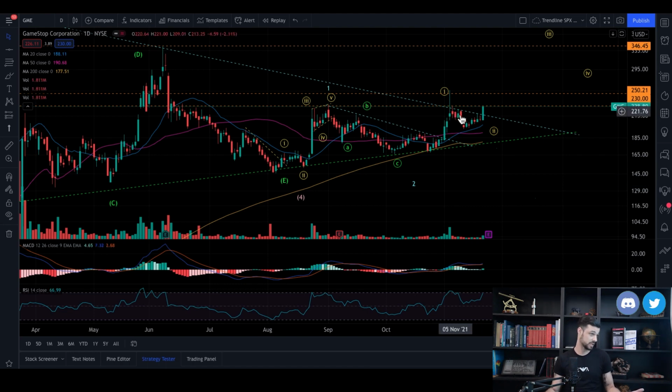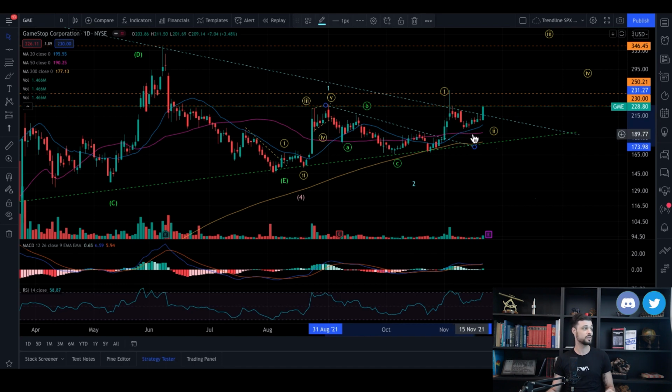So here we got rejected. Fine. Then we retested it once, twice, 3 times, and then we corrected. Fair enough. But look at what happened. We didn't even touch the moving averages, which was for me a bullish signal that I told you guys, whenever bears are not able to reach the targets, it's bullish. So we had some good signals here before.